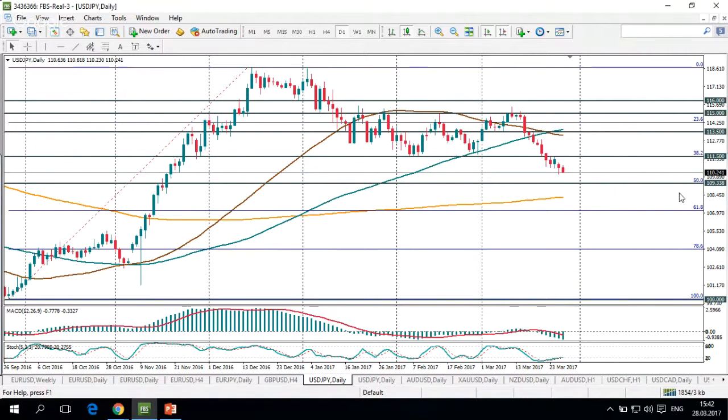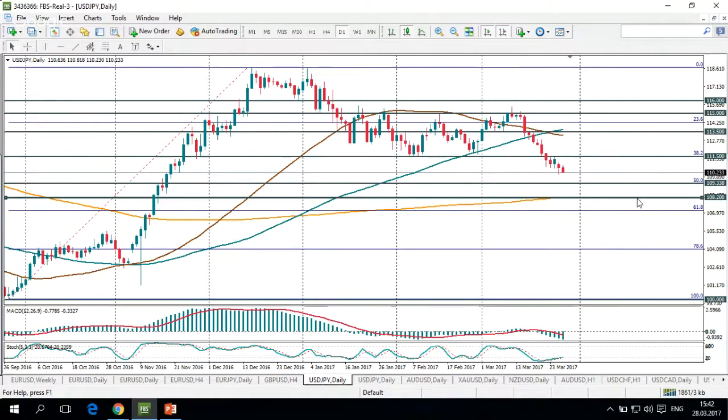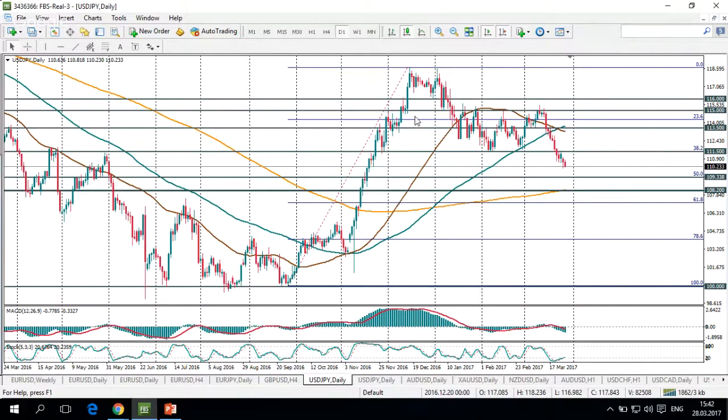So the next target lies at 109.33, and we have this daily moving average at 108.20. This is the picture on the daily chart. We can see that the basic conclusion is that dollar yen has left its previous range of several weeks, between 111.50 and 115, and now it looks more vulnerable to the downside, to the levels between 109 and 108.